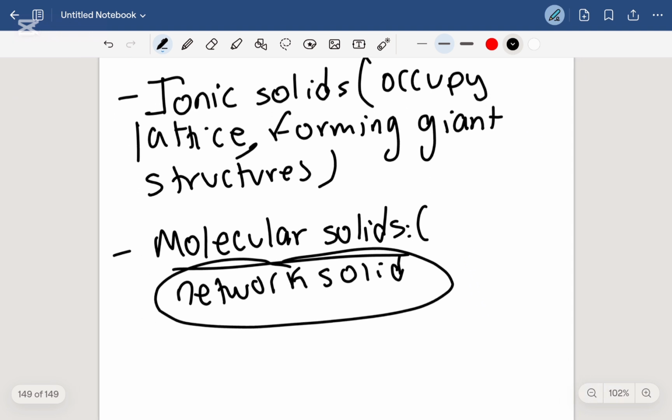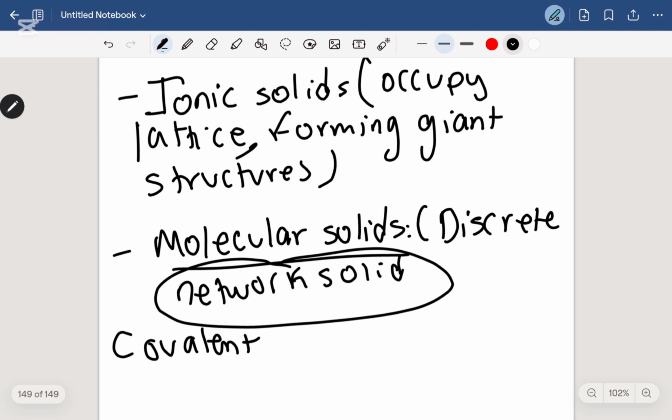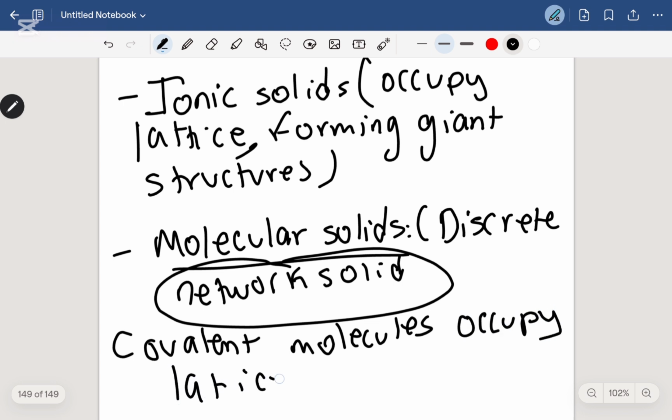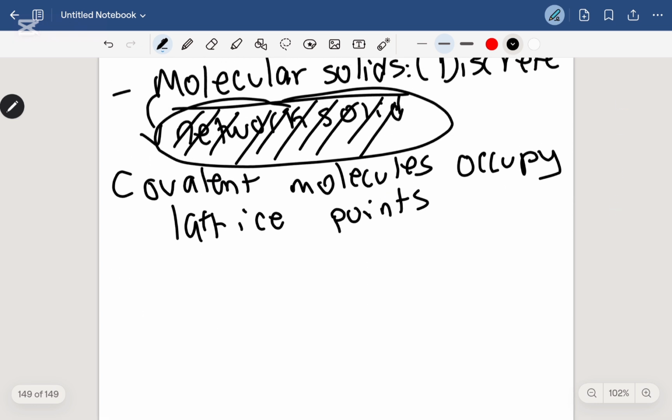Now, if it's not necessary to explain, you just need to know that discrete means individual, so discrete covalent molecules. For example, C6H12O6 here, but they are individual, okay? So discrete covalent molecules occupy lattice points. I think lattice is double T, I don't know. Okay, so the thing you should know most is that molecular solids are very simply not network solids. Now we move on to the rest.